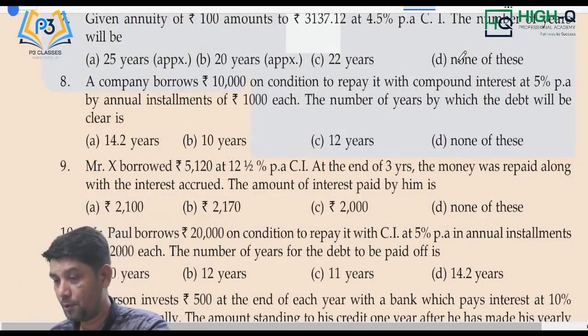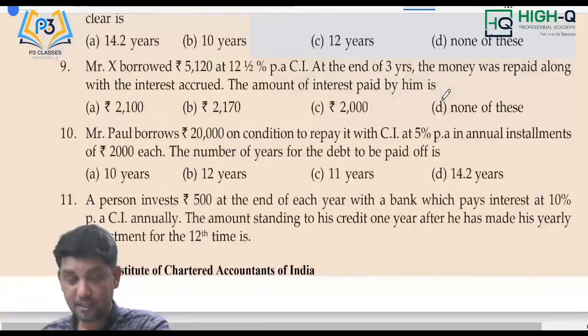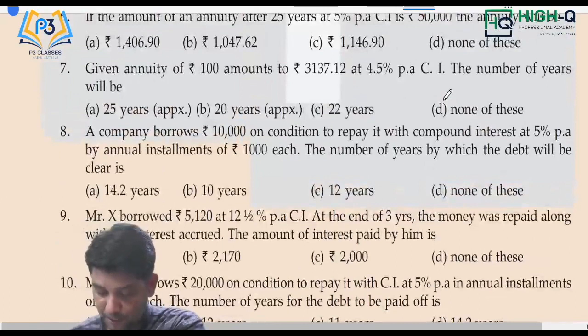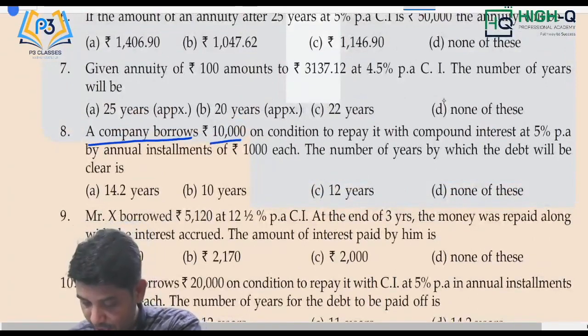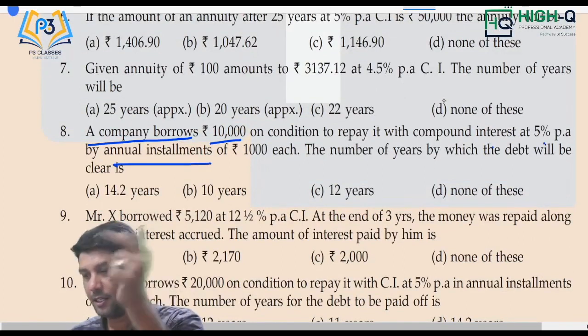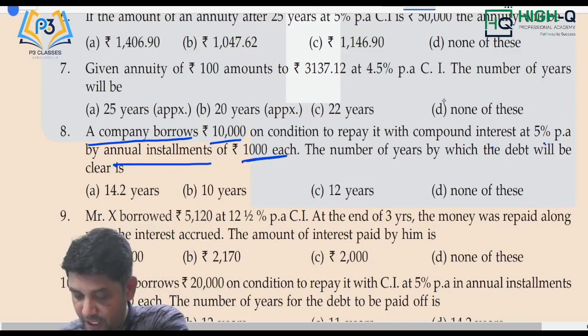Yes, I'm just telling you how to approach. By reading the question, you'll come to know. A company borrows, present value, 10,000 on condition to repay at 5% per annum in annual installments. So it is on an annual basis, 1,000 each. The number of years, n, they ask you to find out.